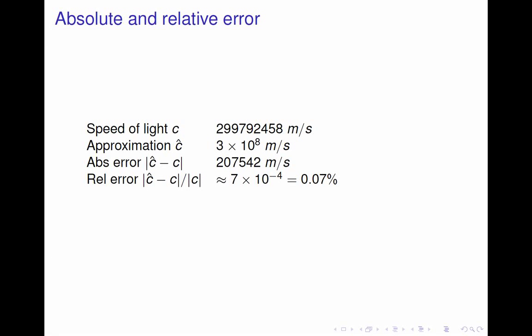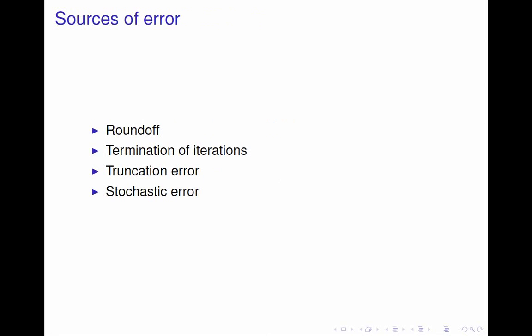Now, if I tell you just 208 kilometers per second, that could be big, that could be small, you have no way of knowing. If I tell you, on the other hand, that the absolute error divided by the size of the thing that I care about is a relative error of about 0.07%, or 7 times 10 to the minus 4, that's a much better indicator of how big the error really is. So we're going to be mostly talking about relative error in this class.